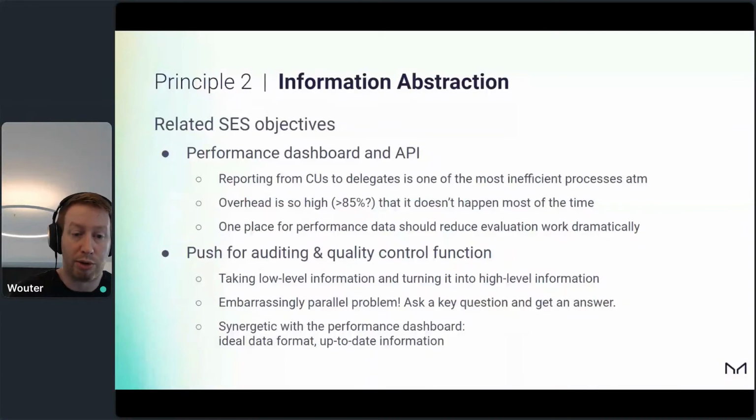And of course, this is synergetic with the performance dashboard. It's really nice to have a performance dashboard, but if the right and relevant data isn't inputted, then it's really not much use. So to have people who collect the information and then make sure that it's available in the right place will allow us to further scale up.